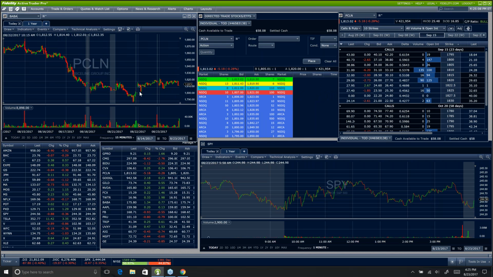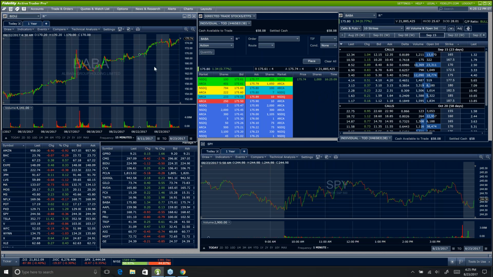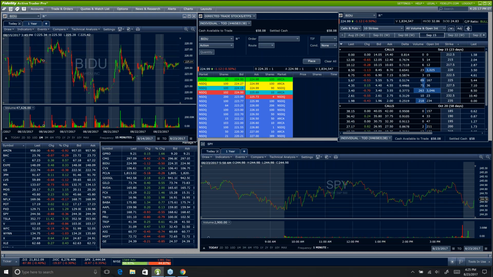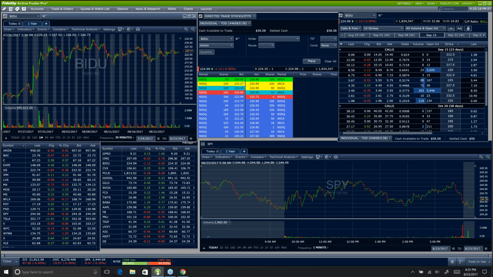And Baba, however, along with Baidu, if you take a look at the Baidu after it reported earnings, here is the earnings date. Let's take a look at 1 month here on Baidu. This is when she reported earnings. And as you can see, this stock has traded relatively well versus the market here, okay?